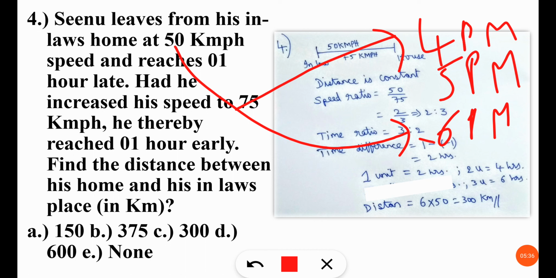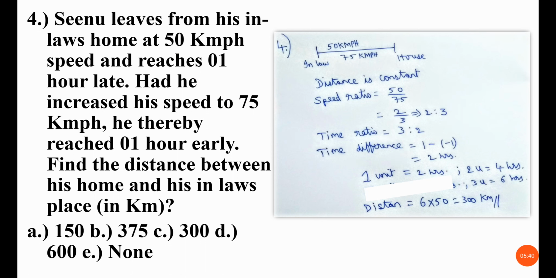So what is the difference between these two? 6 p.m. minus 4 p.m. It is 2 hours. So the difference is 2 hours. 1 minus of minus 1, 2 hours is the time difference. 1 unit is equal to 2 hours. That means in the time ratio, 3 parts minus 2 parts equals 1 part.